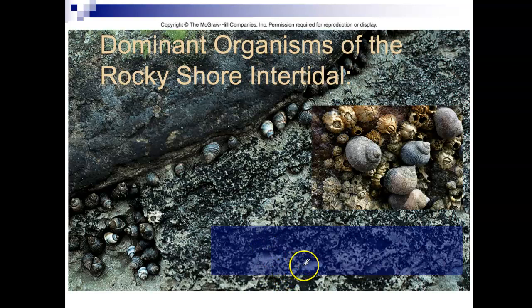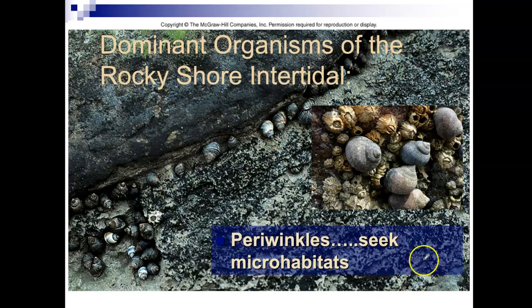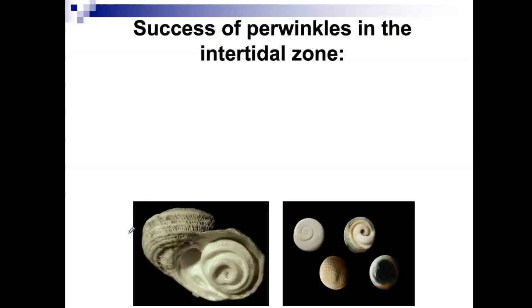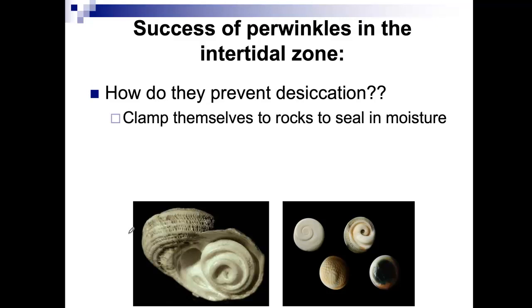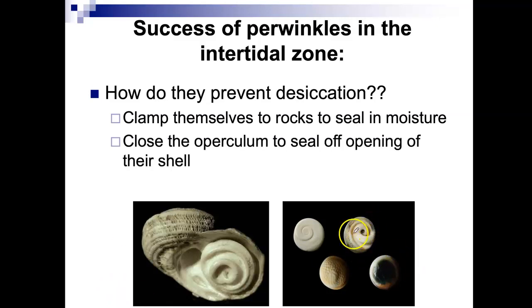Some of the dominant organisms, again, of your rocky shores are going to be periwinkles. We talked about those. So I gave you some pictures so that you can see what periwinkles look like. And again, the success of the periwinkles, I already talked about this because I kind of jumped ahead of myself, but the fact that they can go seek microhabitats, but then they can also clamp themselves to the rocks and seal in moisture. And then they can also simply just close up this operculum to seal off the opening of their shell.